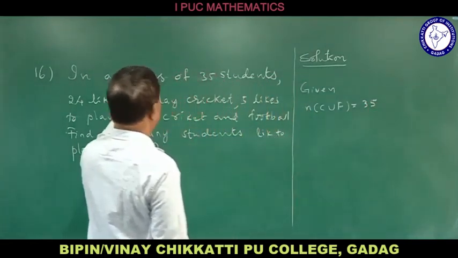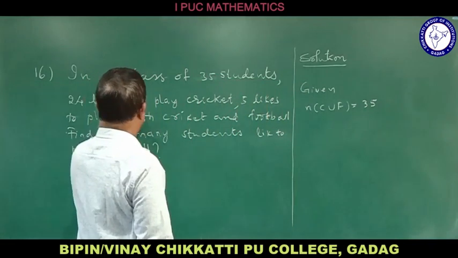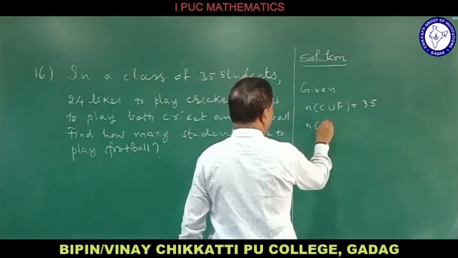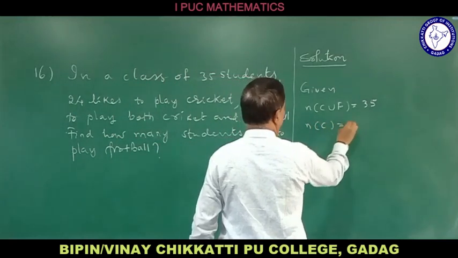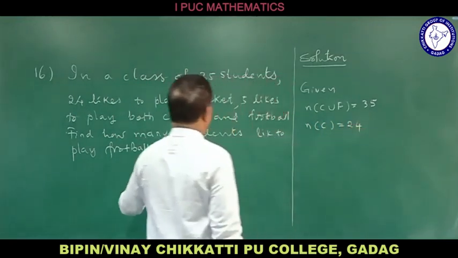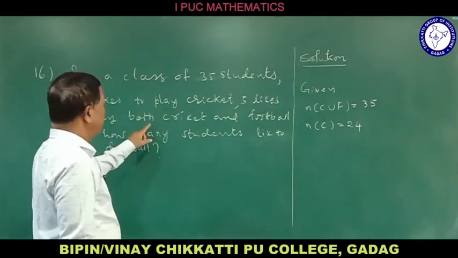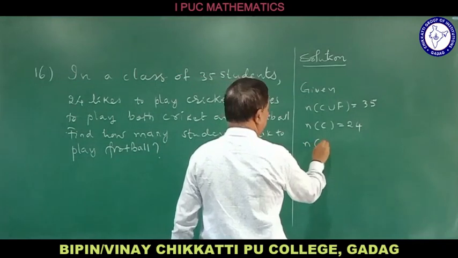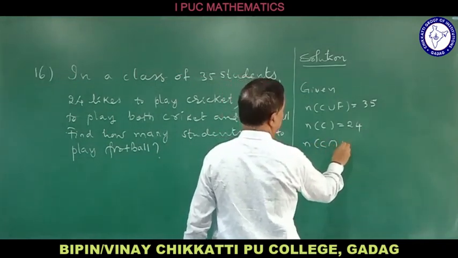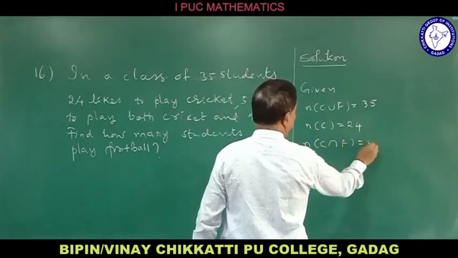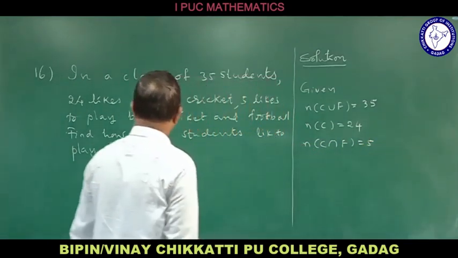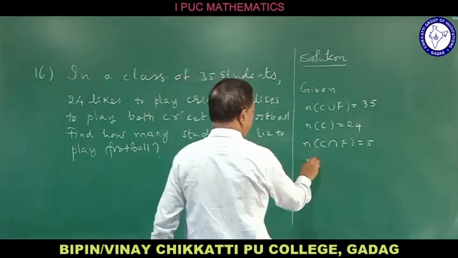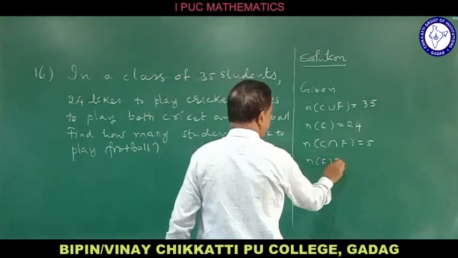Later on you see, out of 35, 24 like to play cricket. The number of students who like to play cricket is how much? 24. And 5 like to play both cricket and football. See, both means intersection, that is here 5. And what is the question? Find how many students like to play football. That means n of F is required.